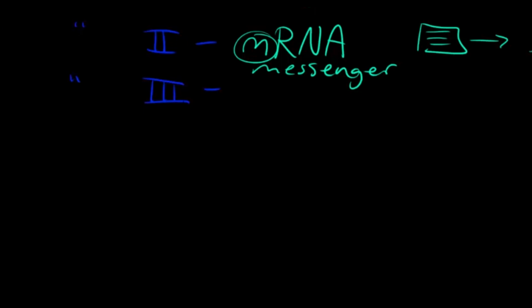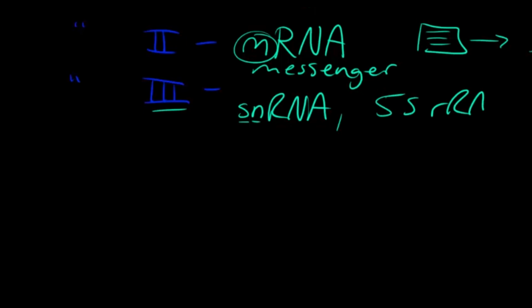And then polymerase 3 transcribes snRNA. This is small nuclear RNA. It's involved with SNRPs and the processing of pre-mRNA. Don't worry about that right now. You'll learn about it later on as you go on to RNA processing. Polymerase 3 also does the 5S rRNA. The one that's not transcribed by polymerase 1 is transcribed by polymerase 3.